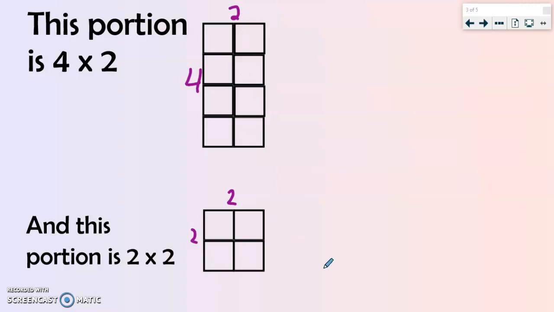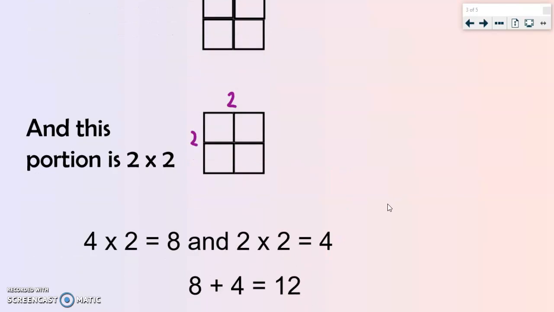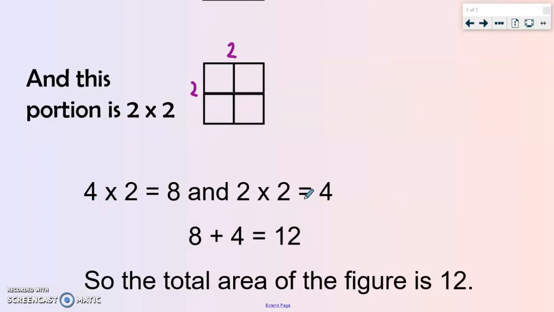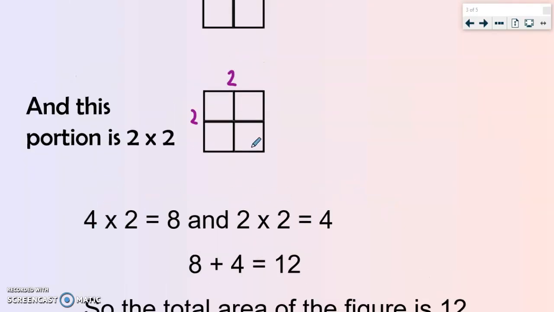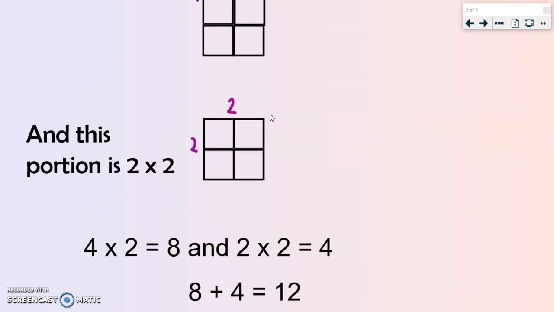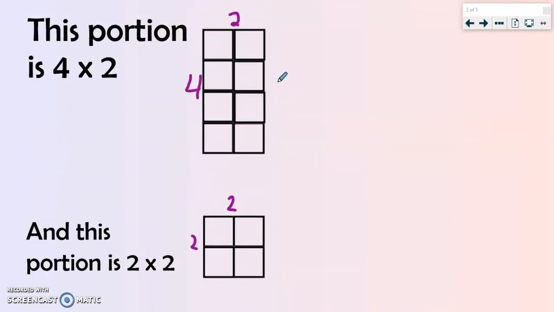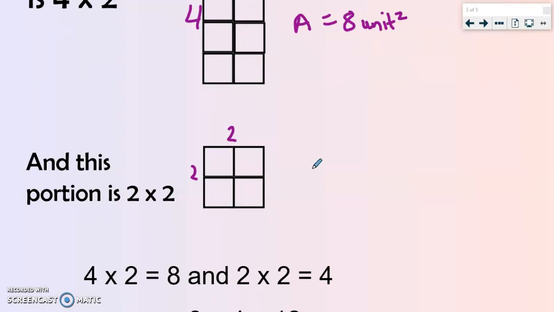So I have my two portions. And then what I would do is I would just solve those equations of area of each individual shape. So the first figure here has an area of 8, and we'll just say whatever unit it is, units squared. And then the shape here has an area of 4, units squared.